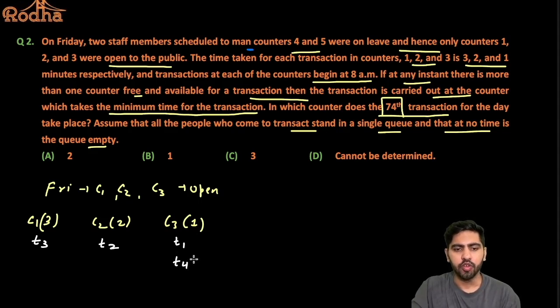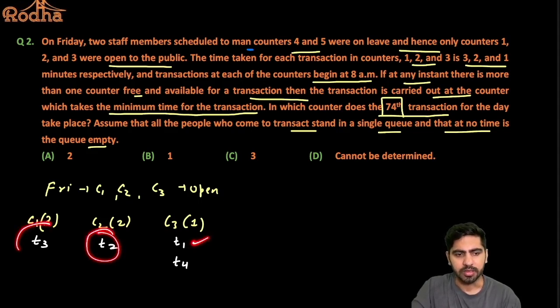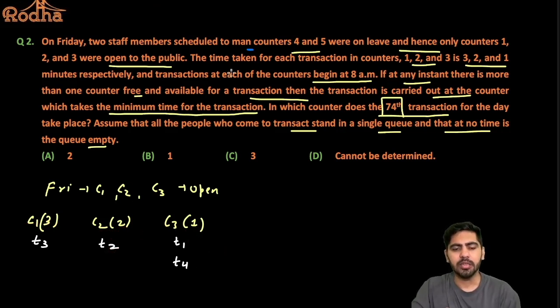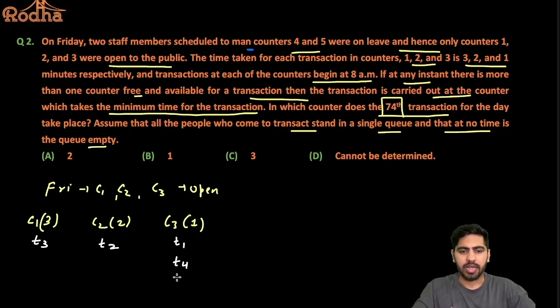So at the end of 2 minutes, what is going to happen? This is at the end of 1 minute, because in counter number 3 each transaction takes 1 minute. So 1 minute, this is over, this is still on, this is still on, right? And at the end of 2 minutes this is also done and this is also done, right? Because this takes exactly 2 minutes. So now can I say there are two counters empty, that is 3 and 2, at the end of 2 minutes, right? So can I say that transaction number 5 goes to counter number 3 and transaction number 6 goes to counter number 2, right?